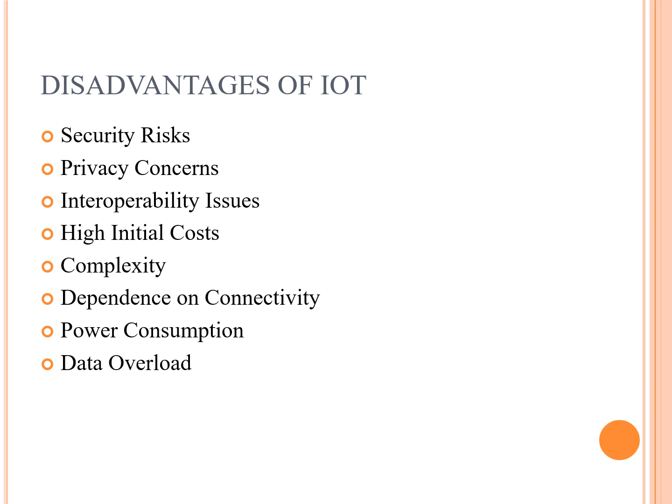Next, the disadvantages of IoT: there is a security risk when integrating with another algorithm. The security risks are higher. Next one is privacy concerns, interoperability issues, and high initial cost. Some of the sensors and hardware devices cost very high depending on the product. Next, complexity is also higher. Next, it depends on connectivity through Wi-Fi and GSM, and every chip is rated for this.